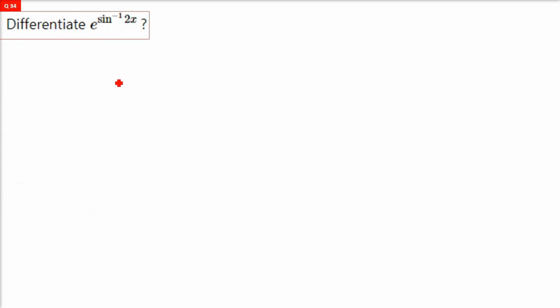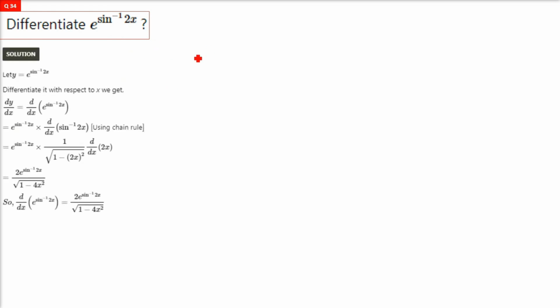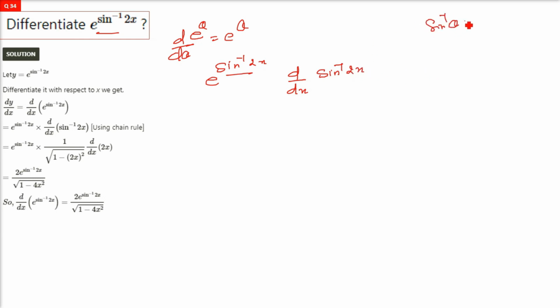Now differentiate e to the power sine inverse 2x. Now e to the power theta or e to the power x, the differentiation will remain the same. It will be e to the power theta only. First differentiation will be the same, e to the power sine inverse 2x. Now with the chain rule, d by dx of sine inverse 2x has to be done. What is d by dx of sine inverse 2x? You know sine inverse theta or sine inverse x, if the differentiation is done, it is 1 by under root 1 minus x square or theta square, whichever you take. So here, this will remain the same.